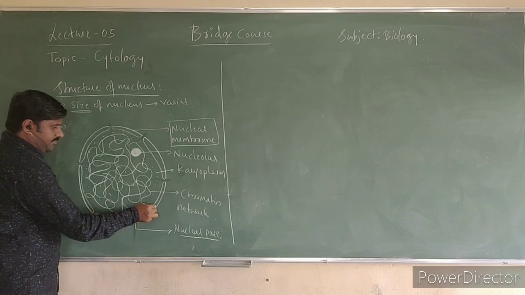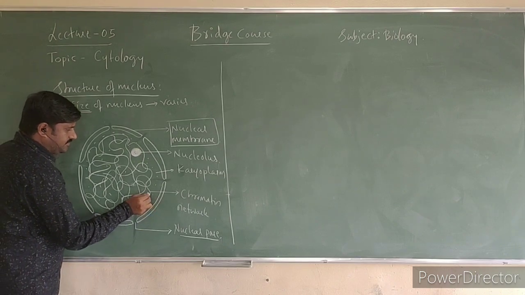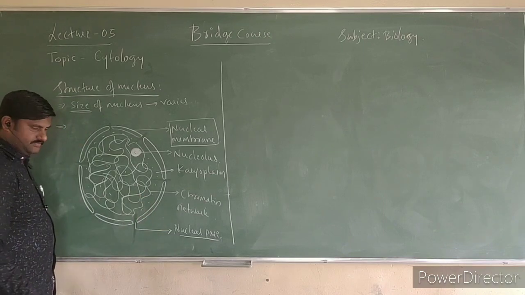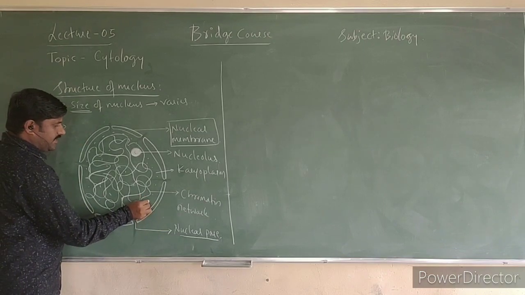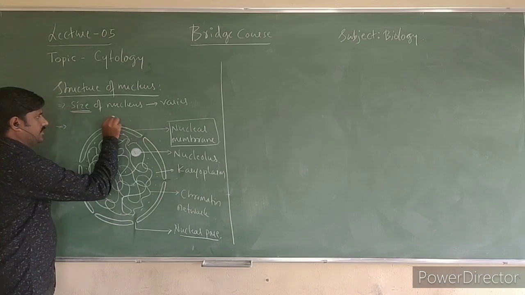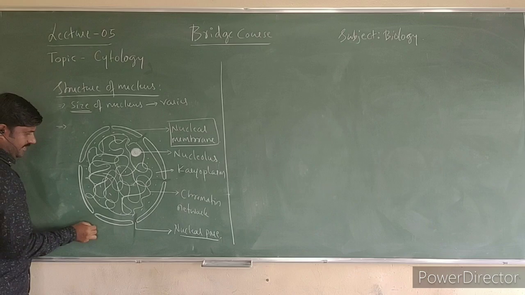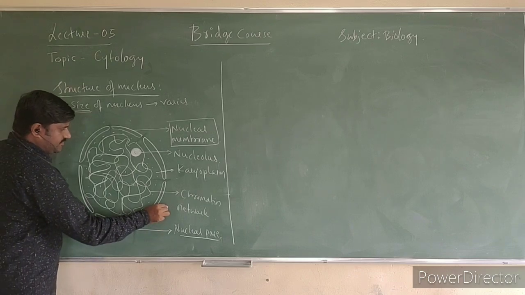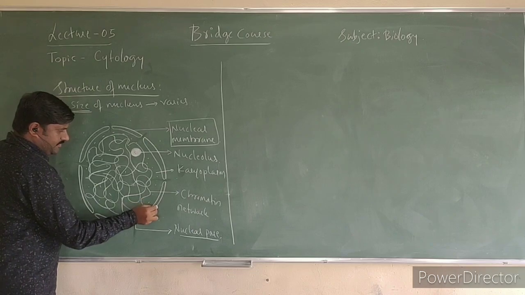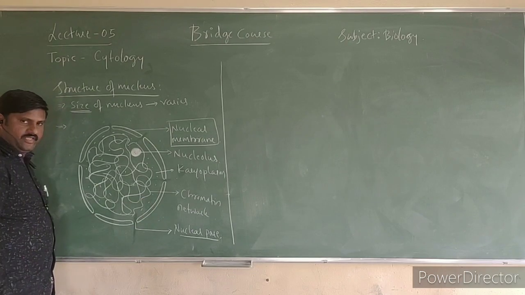At this site, the fusion of both the outer as well as the inner membrane takes place. And this nuclear membrane separates cytoplasm from the nucleoplasm. Outside this nucleus, cytoplasm will be there, and that cytoplasm is separated from the nucleoplasm by this nuclear membrane.